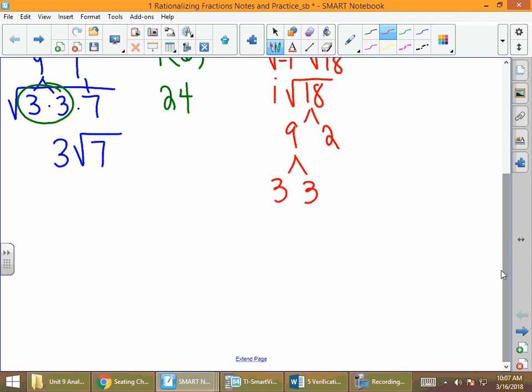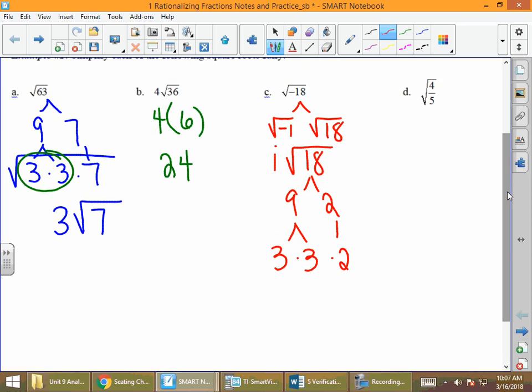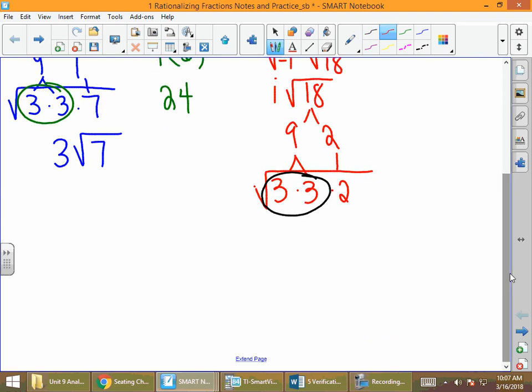And all of a sudden I started speeding up here. I need to slow back down. But again, the square root of -1 is i. We're going to make our factor tree with 18. We're looking for two of the same value to take out 1. And we end up then with 3i times the square root of 2.